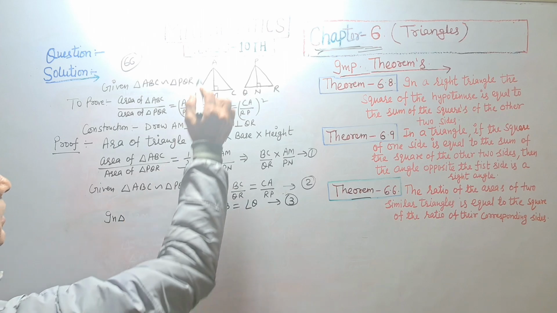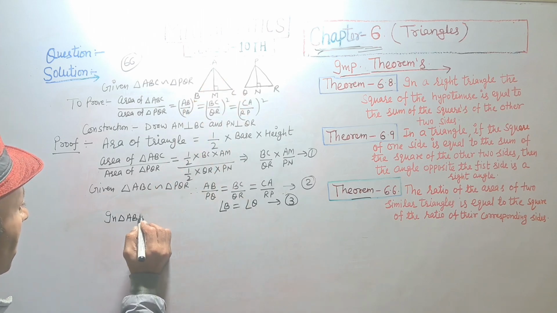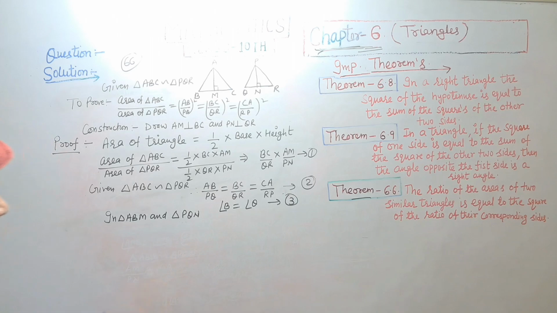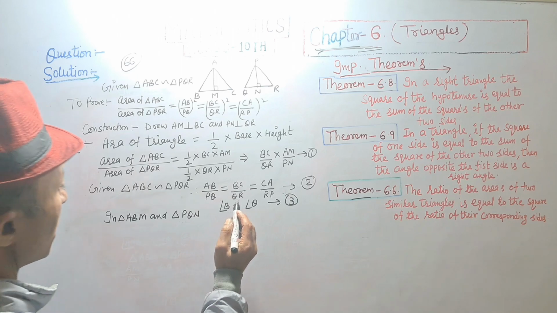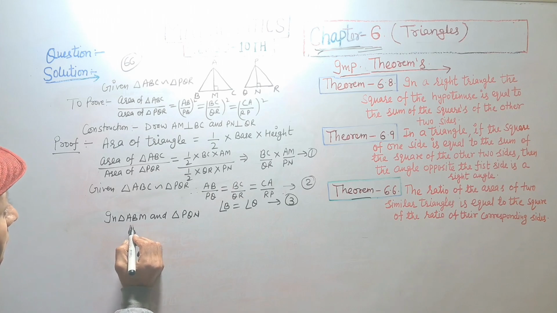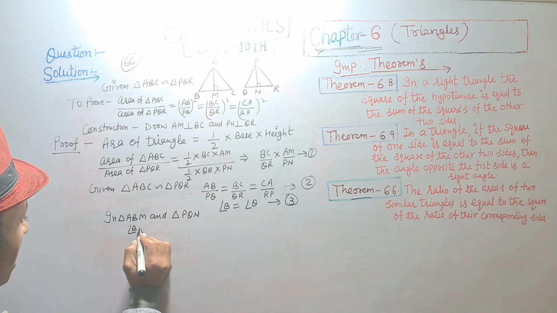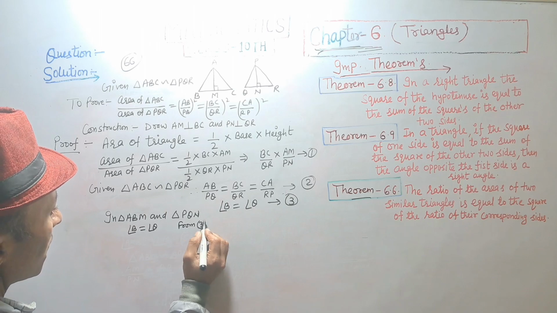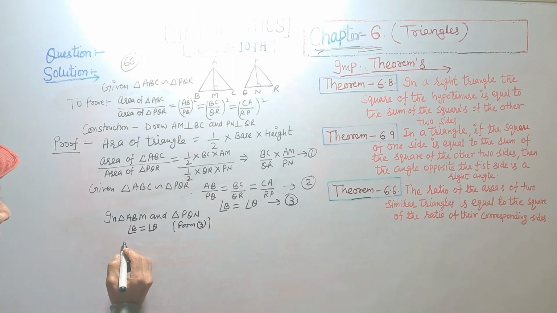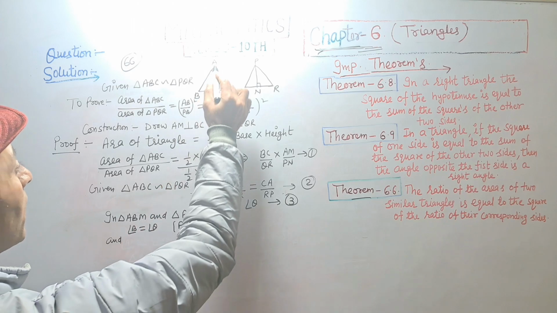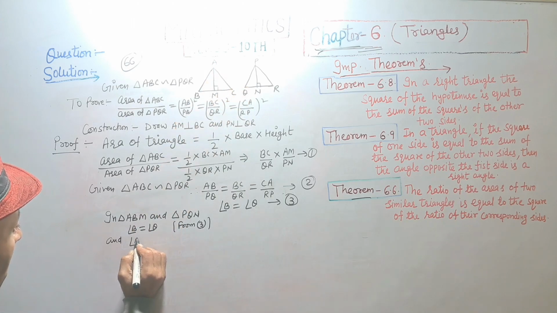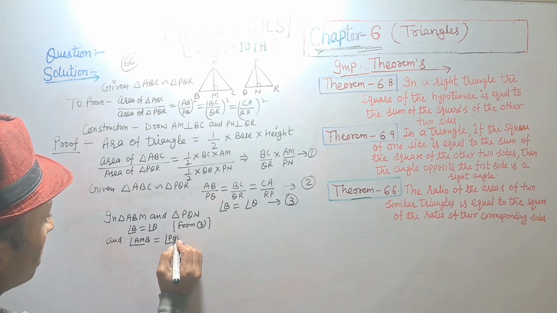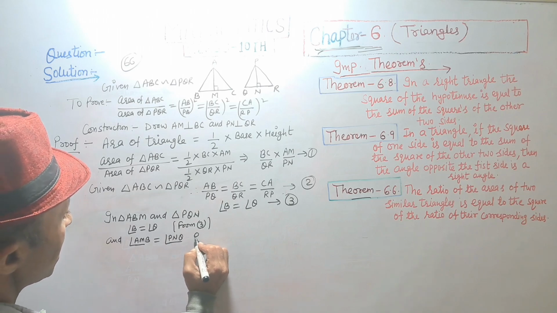In triangle ABM and triangle PQN, angle B is equal to angle Q from equation third, and angle AMB is equal to angle PNQ, each 90 degrees.